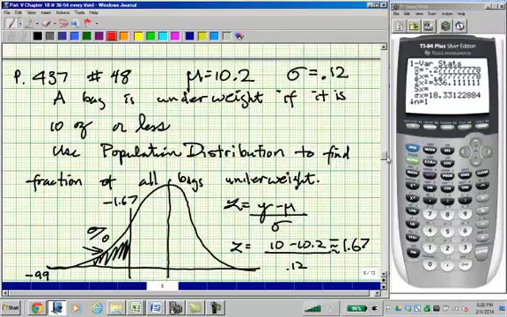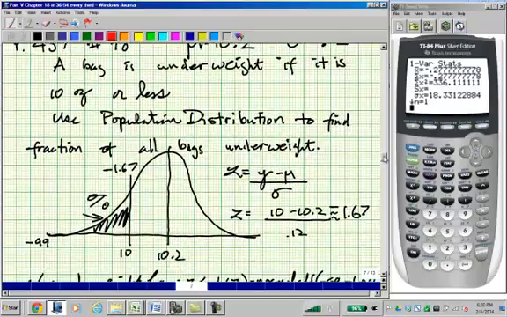Okay, so 10.2 is the mean. That's the amount that's distributed by the machine. 0.12 is the standard deviation, and we find out where 10 is. Any bag that has less than 10 ounces is going to be underweight. So what's the z-score of 10?